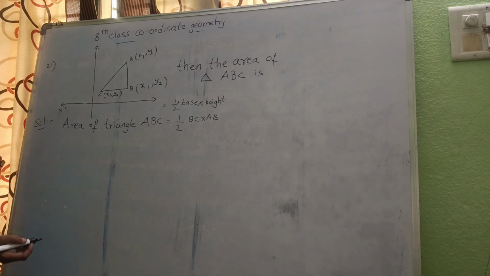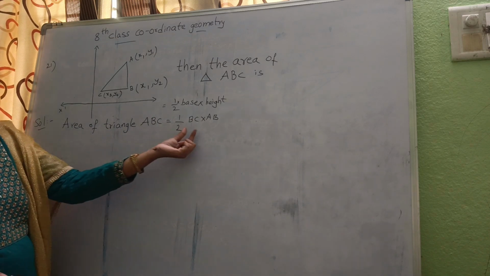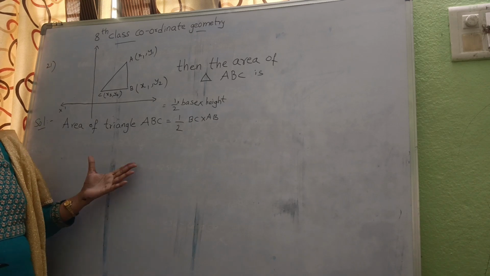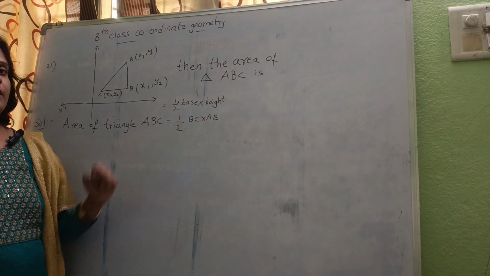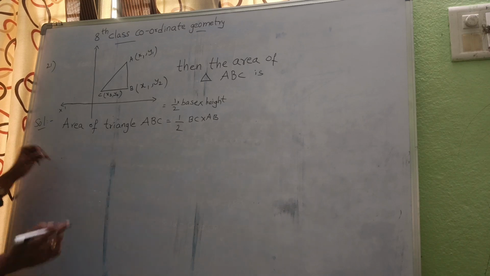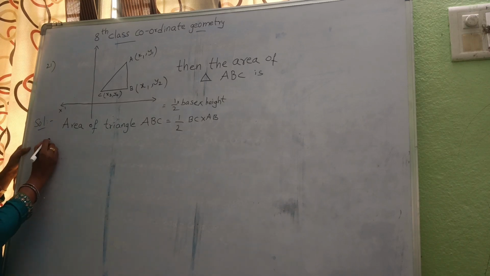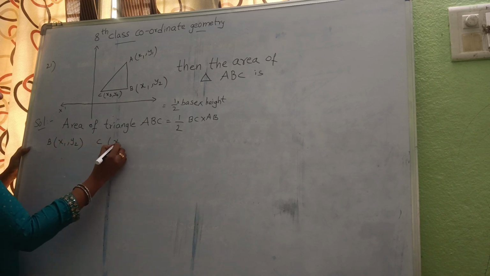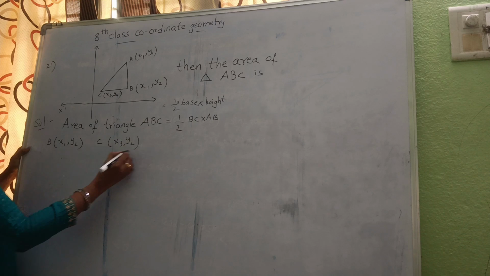Now, if we know the BC and AB values, we can directly substitute. So before that, we should get these two values, then only we can write them in this formula and substitute. First of all, solve BC. What are the B coordinates and C coordinates? Let's see: x1, y2 and x3, y2. So these are the coordinates.